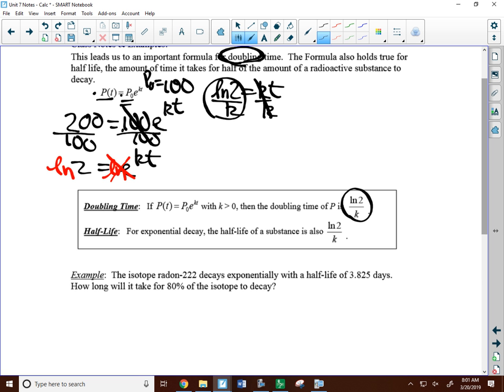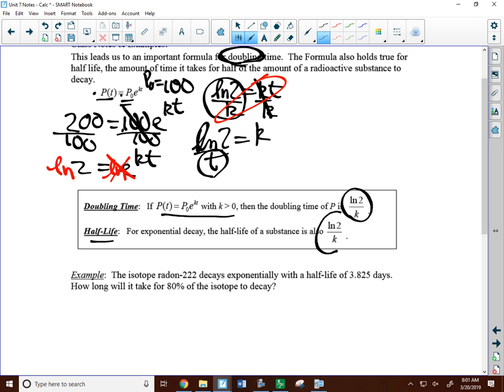If you wanted k, you could just cross-multiply, reverse these variables, and it would be ln 2 over t equals k. So maybe if they say, what is k, and you know the doubling time. So this here is the doubling time, how much time it takes to double the amount you have. So that's doubling time. I showed you this one. k is greater than 0.